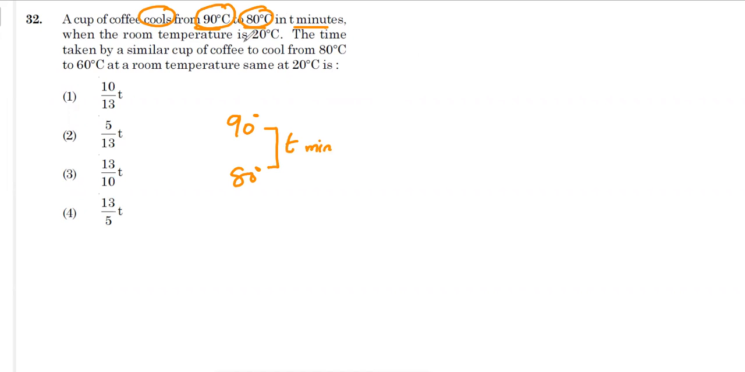When the room temperature is 20. So this is the temperature of the surrounding or room. The time taken by a similar cup of coffee to cool from 80 to 60. So let me write again, 80 to 60. They are asking for this time. Let's say this is x, in minutes, at the same room temperature of 20. So the surrounding temperature is the same. You can keep it as a single problem: if it takes t minutes to go from 90 to 80, how many minutes to go from 80 to 60?